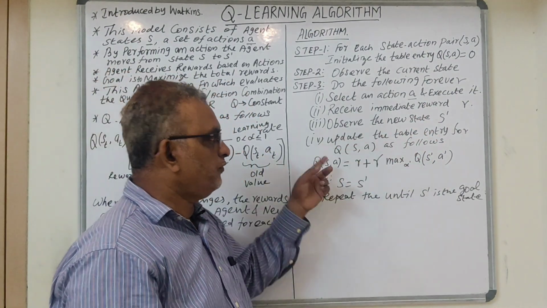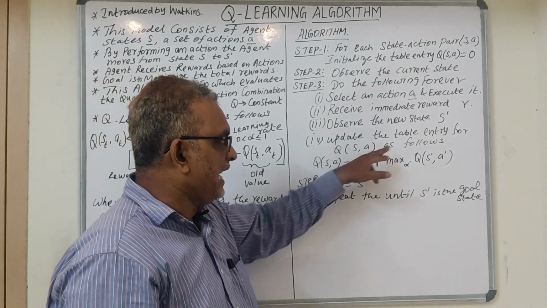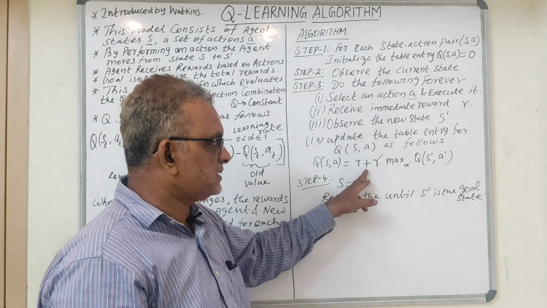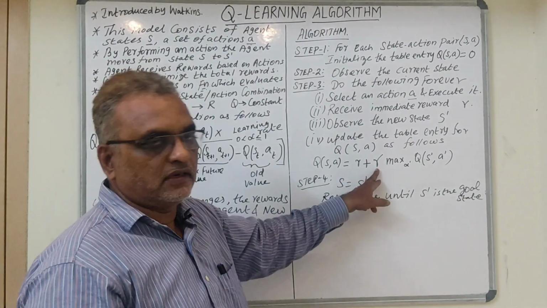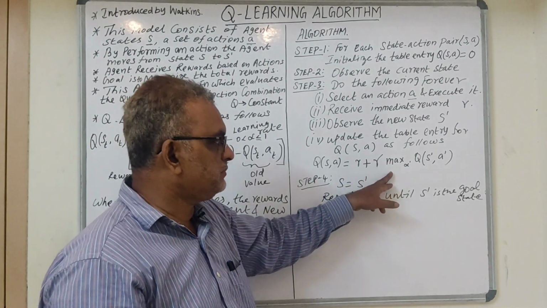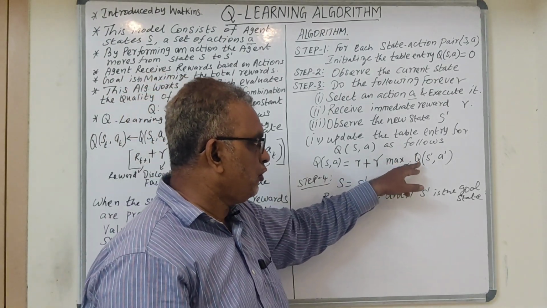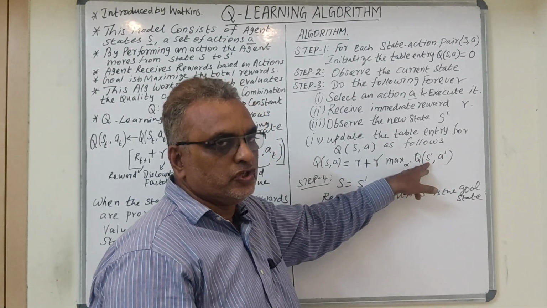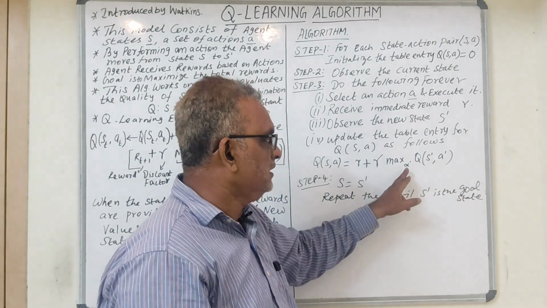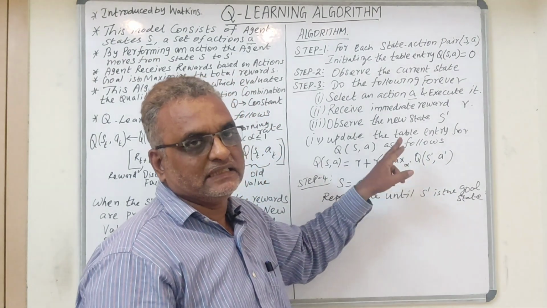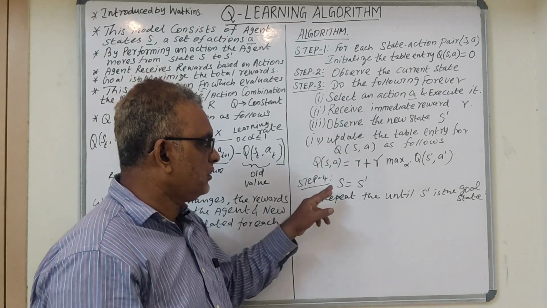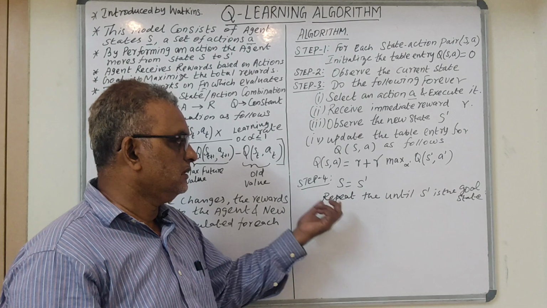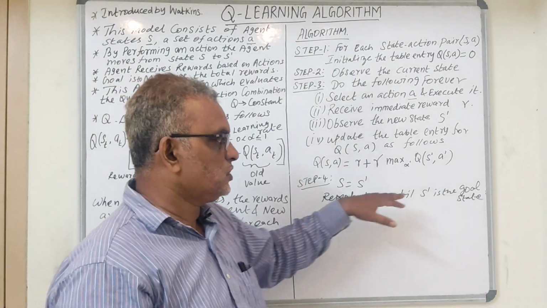Update the table entry for Q of S, A as follows: Q of S, A is equal to the reward R plus the discount factor gamma, maximum over A dash of Q of S dash, A dash. S dash is the new state and A dash is the new action. The alpha is nothing but the learning rate. Step number 4, S is equal to S dash. Store the new value, that is S dash, in S. Repeat until S dash is the goal state.